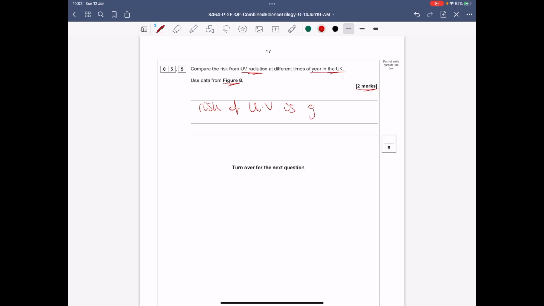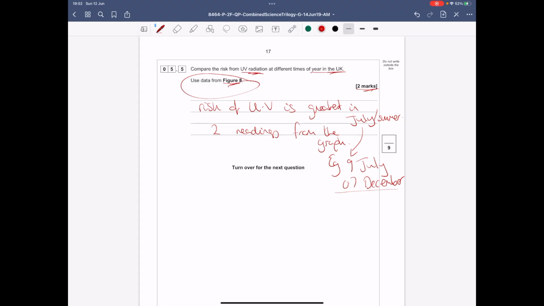So therefore, we could summarise it by saying the risk of UV is greatest in July, or the summer. And then you would need 2 readings from the graph to support your answer. E.g., as we just said, July is at 9, and then December was obviously much lower. So that's how you could get 2 marks there. If it tells you to use data, pull some numbers off your graph or table.